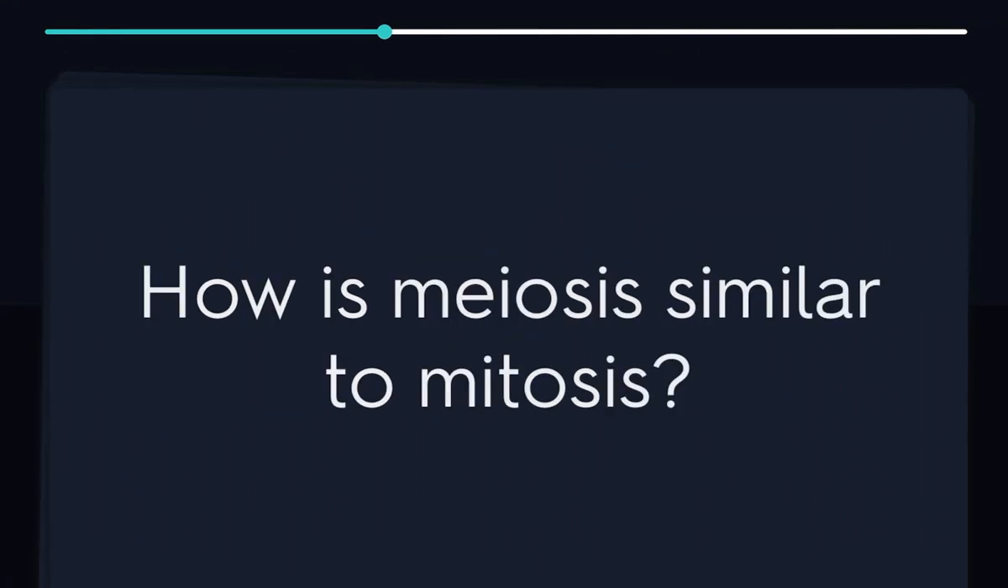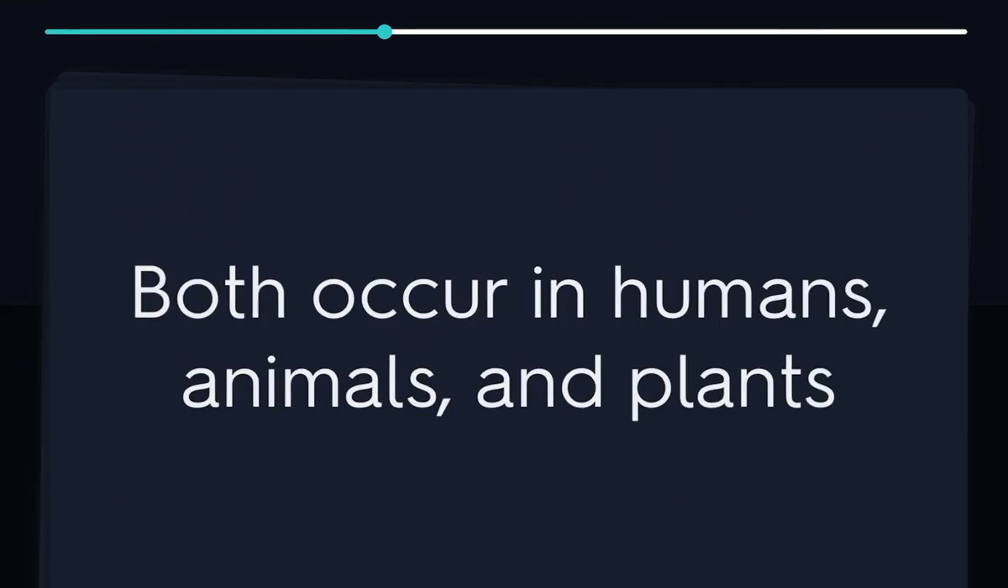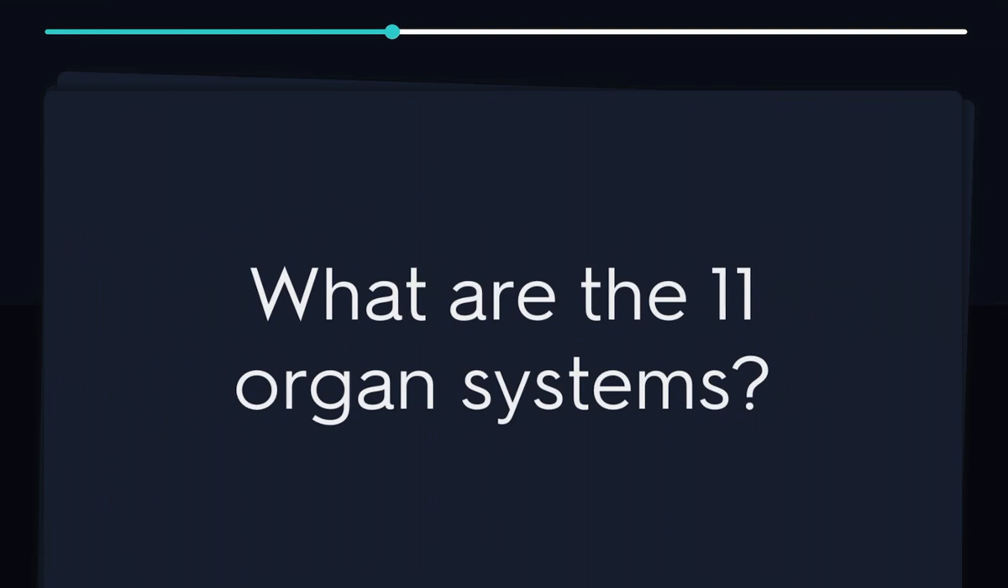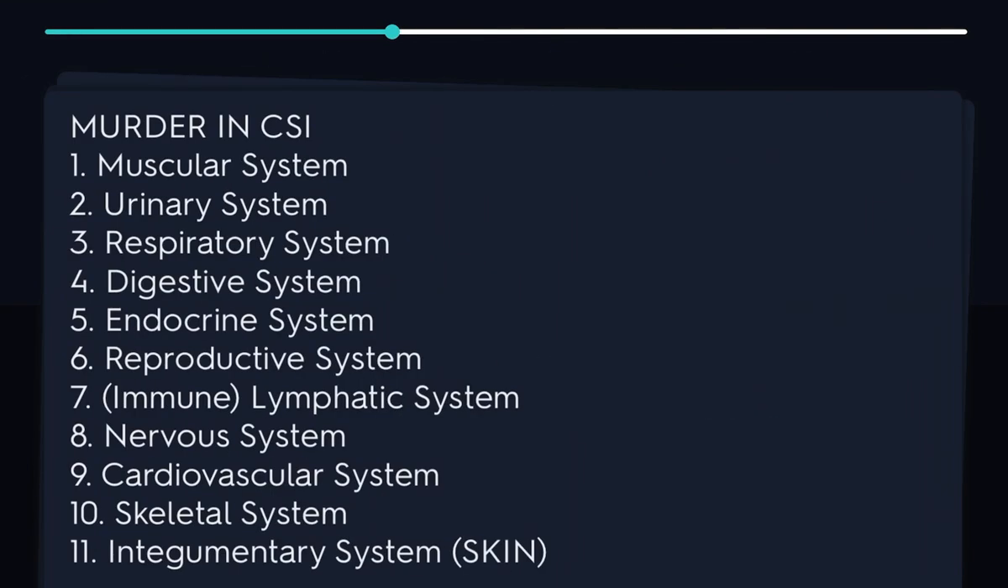How is meiosis similar to mitosis? Both occur in humans, animals, and plants. What are the 11 organ systems? 1. Muscular system, 2. Urinary system, 3. Respiratory system, 4. Digestive system, 5. Endocrine system, 6. Reproductive system, 7. Lymphatic system, 8. Nervous system, 9. Cardiovascular system, 10. Skeletal system, 11. Integumentary system.